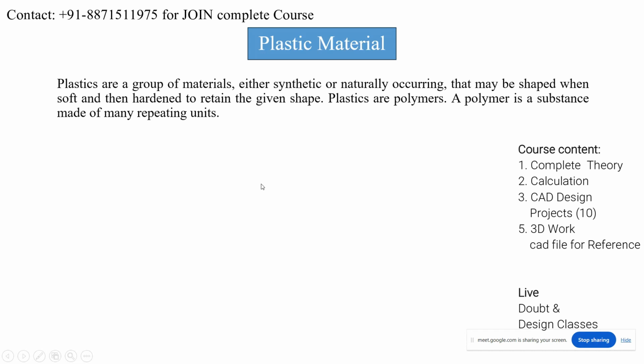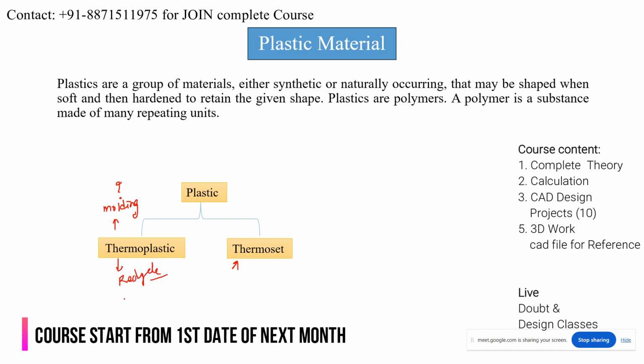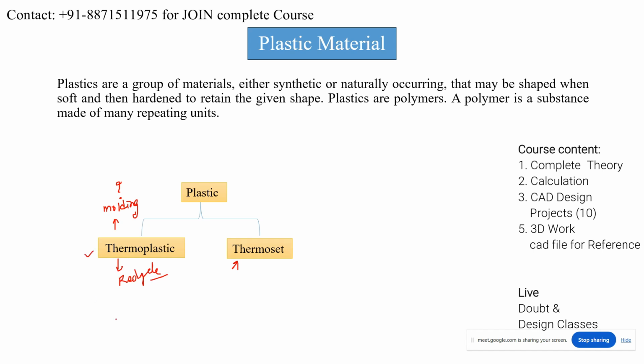So basically, as we discussed, the plastic material has two categories: thermoplastic and thermoset material. As I said, the thermoplastic material is used for the molding purpose. Why is it used for the molding purpose? Why is thermoset not used? Thermoplastic can be reused; thermoset cannot be reused. So this is a recyclable material.